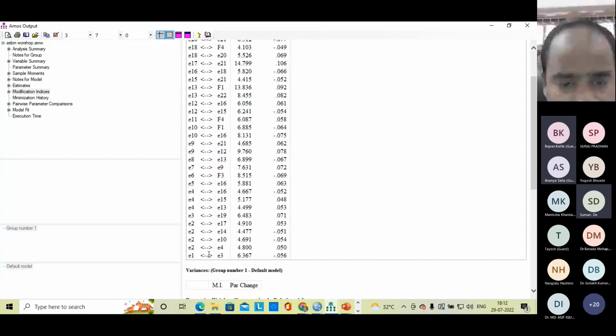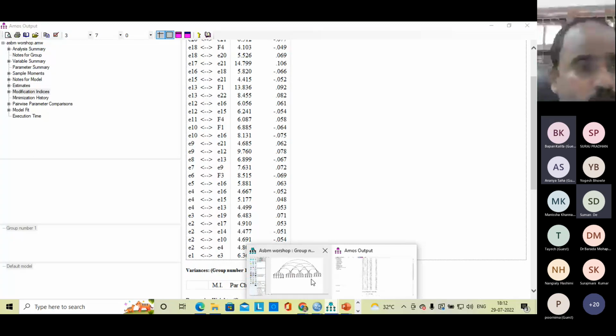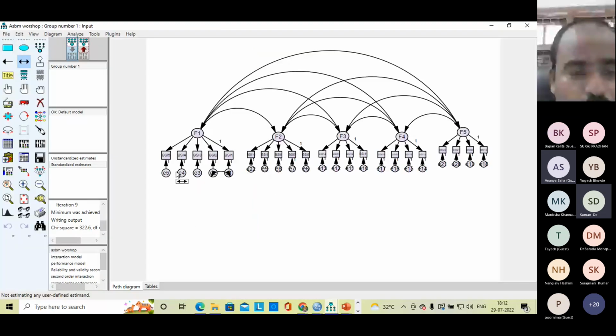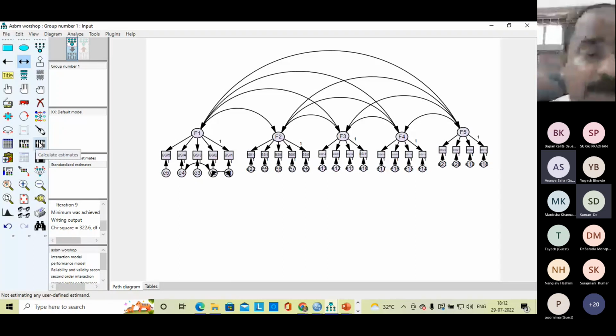Yes, I saw 14. It is positive, so it can be correlated. E2 to E4. It is correlated. Then the thumb rule is that every time you need to estimate.